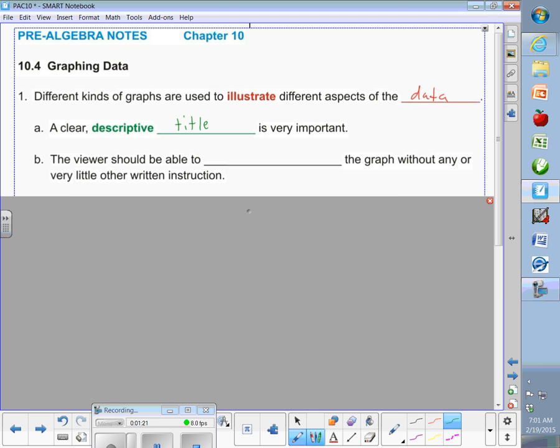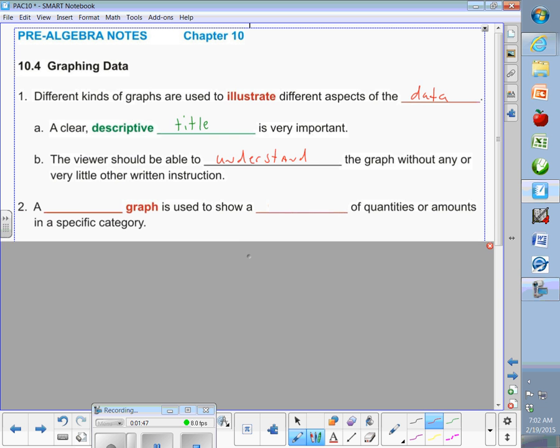I can't believe how many times students forget to put a title on their graph. Don't do that. You always want a clear descriptive title. B, the viewer should be able to understand the graph without any or very little other written instruction. All right, and that's what I just got done mentioning to you. They should be able to understand the graph. Really key.